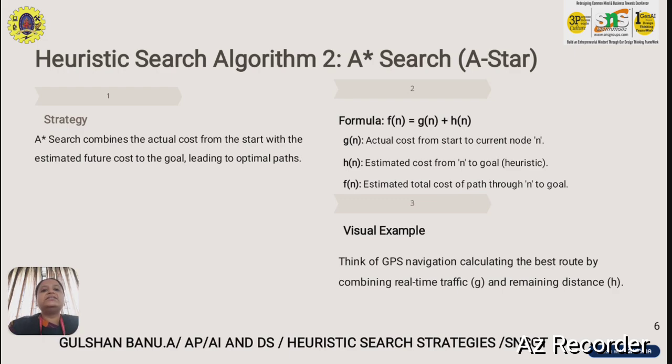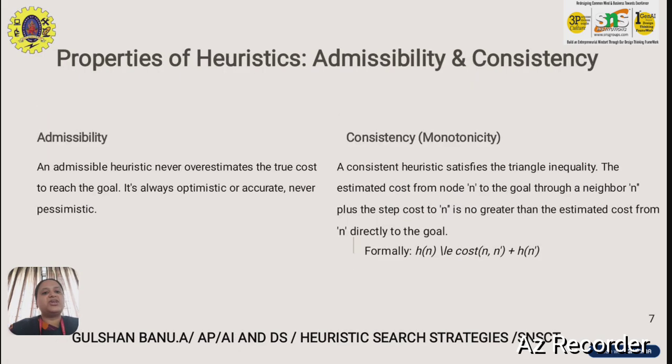So why A star search? A star search works with optimal paths. It is very futuristic and you can do the process in an efficient way. An example for this is GPS navigation.